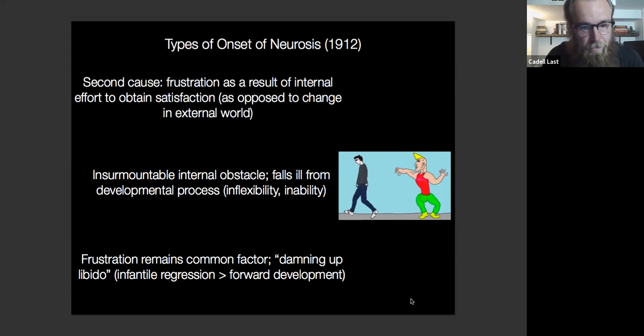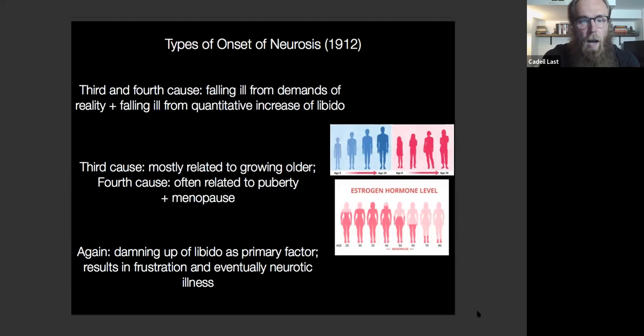Now, this is the final slide of this presentation, quickly covering the third and fourth cause of neuroses, which can be linked with both puberty and menopause. So with puberty, you have basically an increase of libido. When you have an increase of libido, there's the possibility of neurosis because you don't know what to do with that increase. I remember when I was 13 or 14 and I started to masturbate, I recall immediately being shocked at how much this increase of libido was going to disrupt my psyche. So that can cause a neurosis.